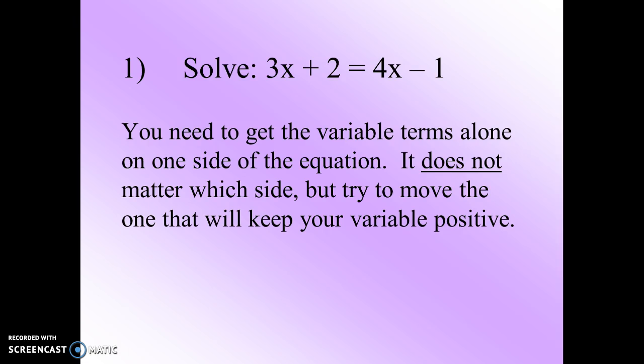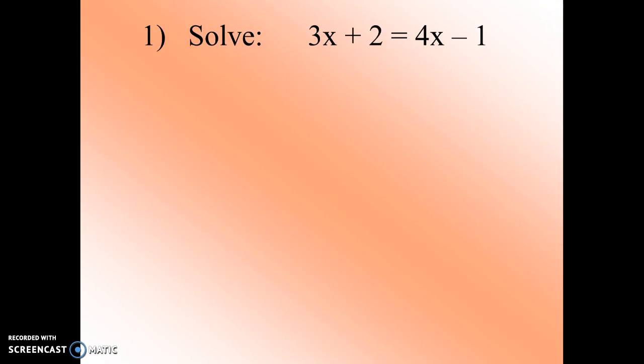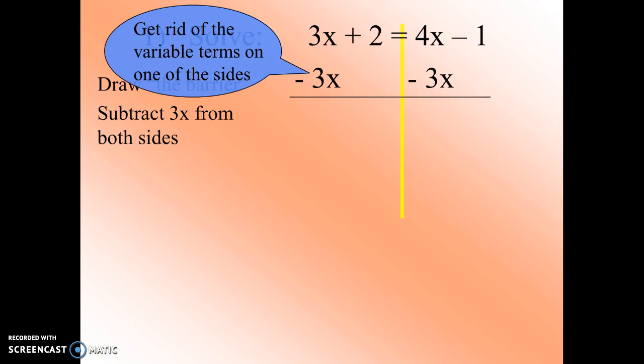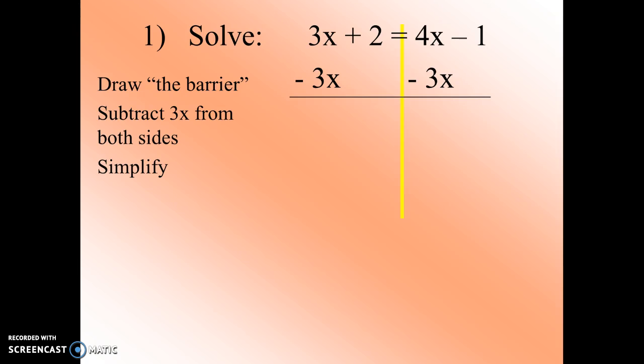As it says, you need to get the variable terms alone on one side, and it doesn't matter which side. And there is a little bit of a rule though. Try to make it so that the side you move the variables to will be positive. So we're going to look at the 3x and the 4x and say, well, 4x is the bigger positive variable term. So draw the barrier, and we're going to try and get rid of the variable term on the left side by subtracting 3x. They eliminate on the left when we simplify, and we have 1x on the right now.